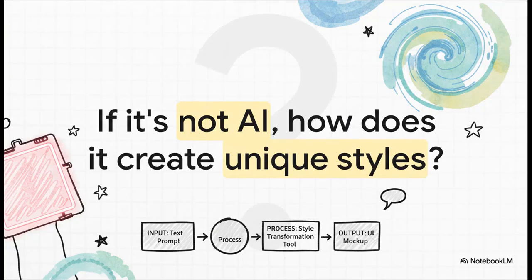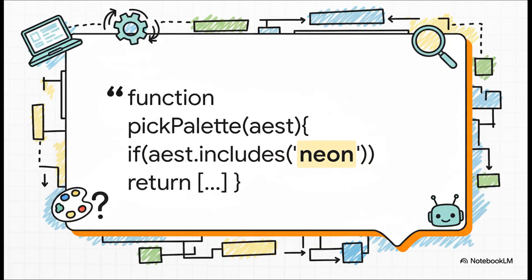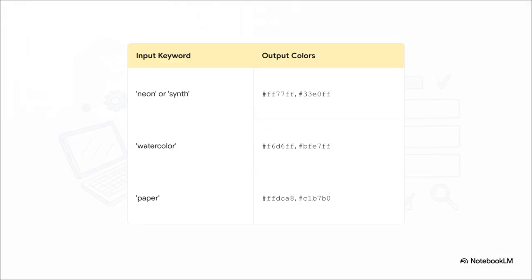Yeah, I mean, you're probably wondering, if it's not AI, how does it create all these unique styles? How does it know what neon or watercolor means and then actually make it look like that? The secret is it's not magic, it's just some really clever code. Take a look at this little JavaScript function. It's not thinking or learning, it's just doing a simple check. If your phrase includes the word neon, it grabs a neon color palette. If it sees pixel, it grabs a pixel art palette. It's that simple. And you can see it right here.